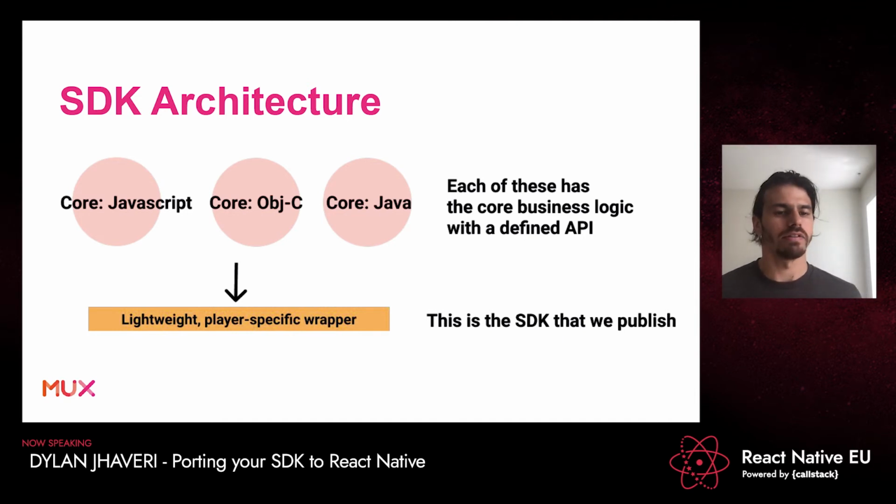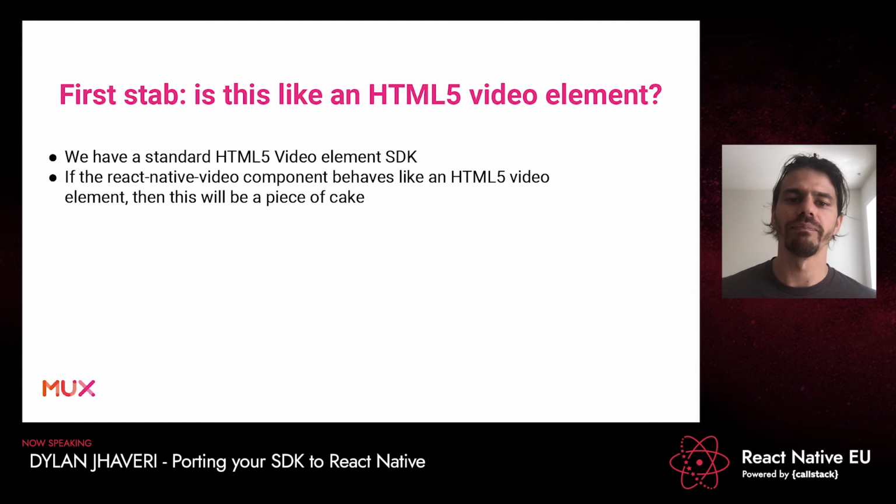So when I started to approach this for React Native Video, my first look was that we have a lot of SDKs for web players, and we actually have a standard HTML5 video element SDK. A lot of the players out there are just using the underlying video element, so we can hook directly into that element and monitor it. So my first thought was that maybe if I put in a ref to the React Native Video component, I'll get back an object that looks like an HTML5 video element, and then this would be super easy. I can probably do this in a day, and we'll be off and running. What I found is that's not quite how it worked.